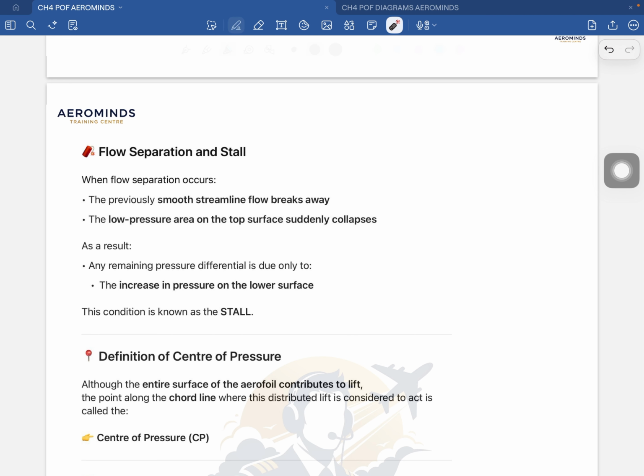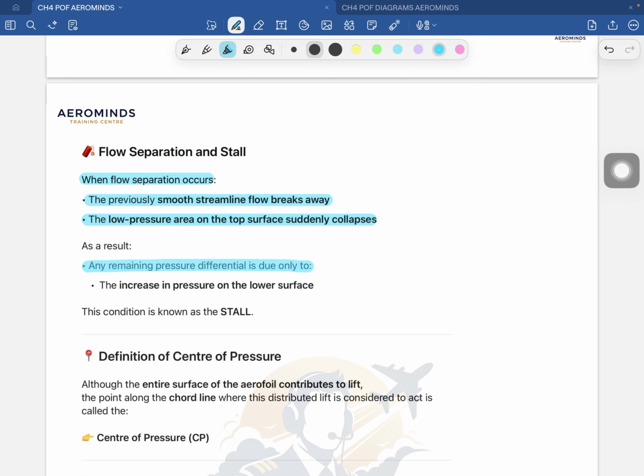Got it? So remember this, when flow separation occurs, the previously smooth streamlined flow breaks away. The low pressure area on the top surface will suddenly collapse, and as a result, any remaining pressure differential will be only due to the increase in the pressure on the lower surface only. And this condition is known as stall.